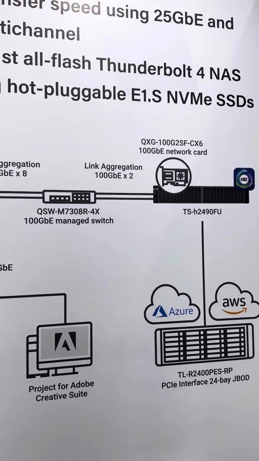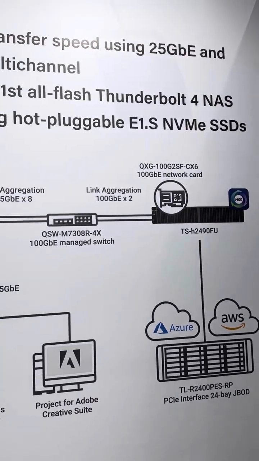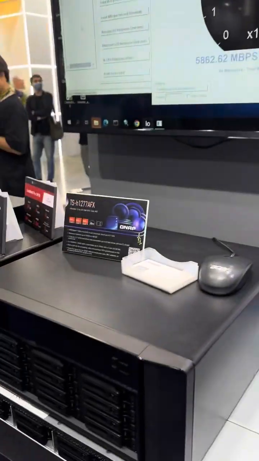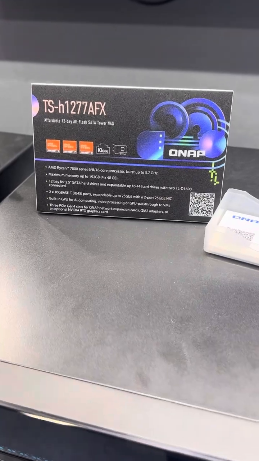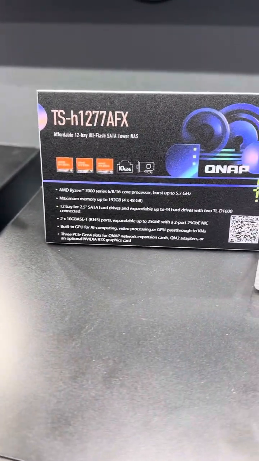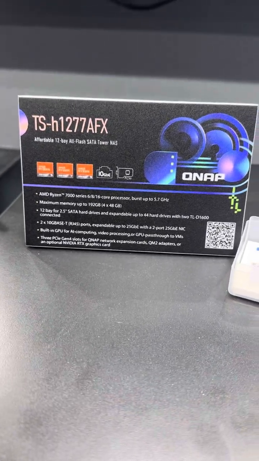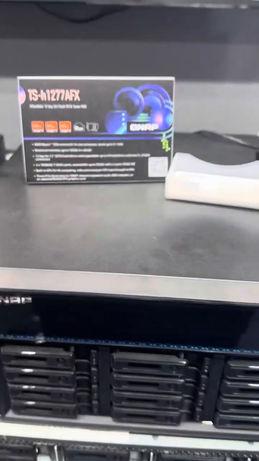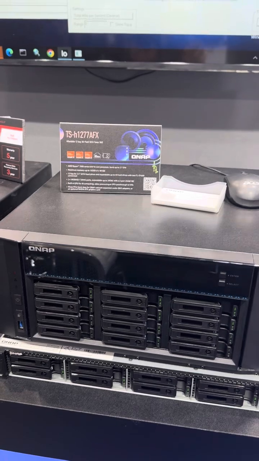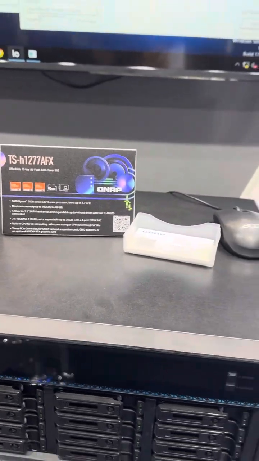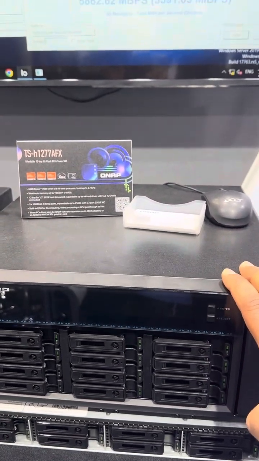And if you are a middle tier data broadcasting company and you need something which is pocket friendly, then we are demonstrating another solution, which is the TSH1277, which comes with all SATA SSDs. And because SATA SSDs are more economic compared to NVMe, this is a more cost friendly solution for your video editing needs.